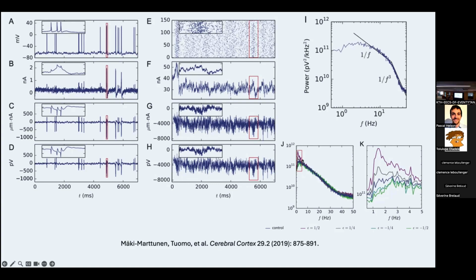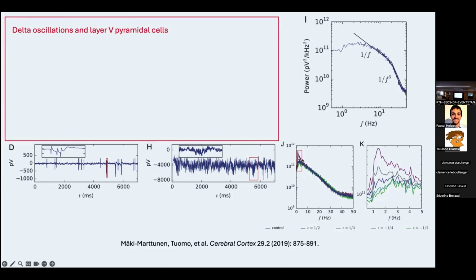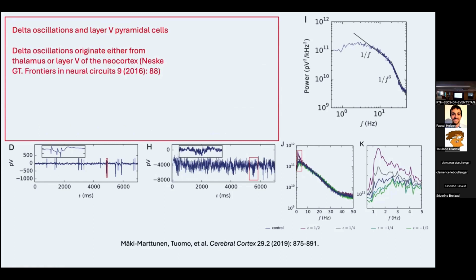And that is promising for a few reasons, because it has been shown that delta oscillations originate either from the thalamus or the fifth layer of the neocortex. That is where the layer 5 pyramidal cells that we model are. So if the delta oscillations that are reported to be amplified or lowered in schizophrenia originate in the fifth layer of the cortex, then this kind of variant should have a direct effect on what is measured in the population differences between schizophrenia and healthy controls.